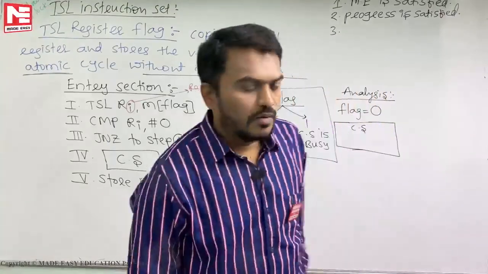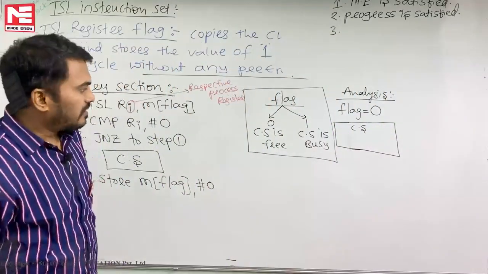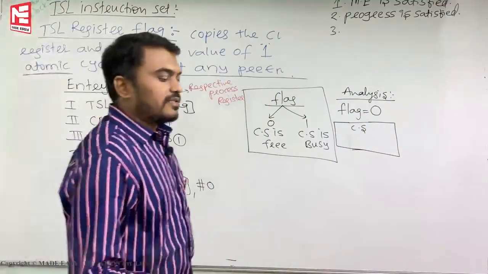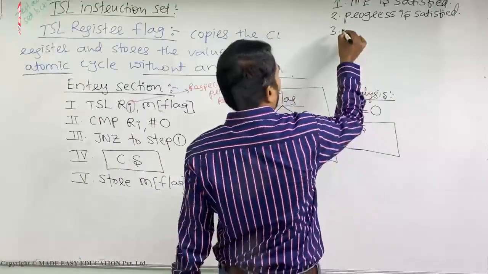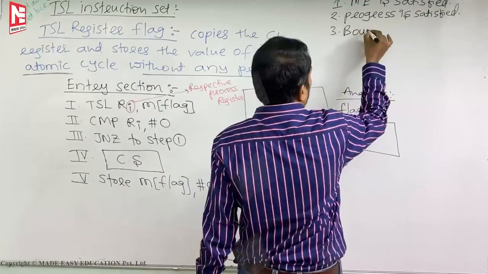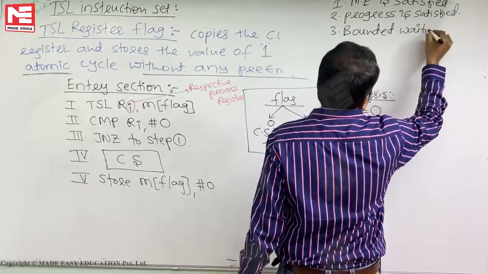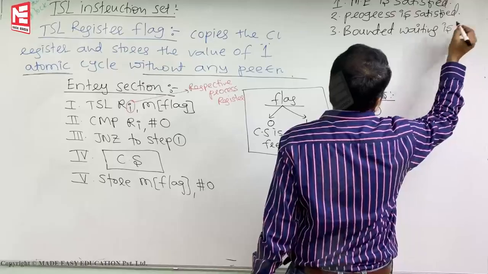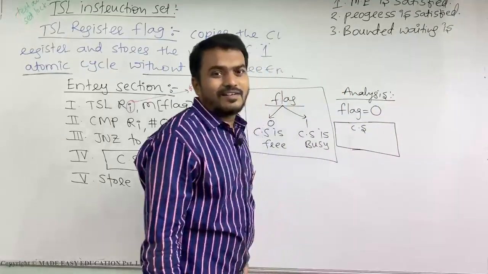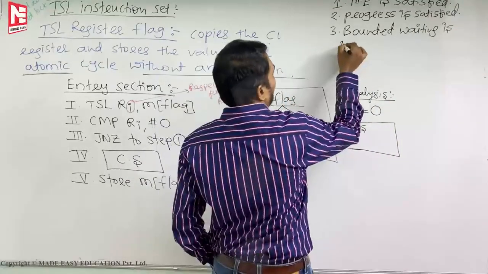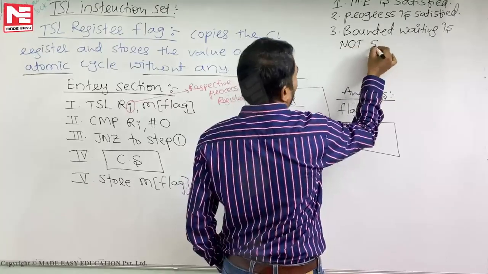Right. So now understand here. Let's do the analysis for the bounded waiting. Let's see how many people thought correctly. So bounded waiting. Tell me, bounded waiting is satisfied or not satisfied? So the right answer is not satisfied.